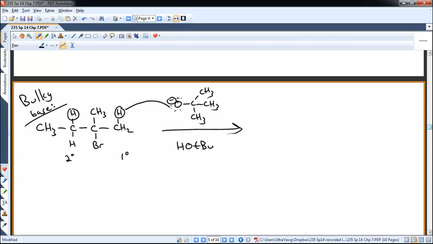And so what happens is the base says, well, I'm lazy, I'm just going to grab the first hydrogen I come across, which will be the one that's sticking out on the edges of the molecule rather than being buried deep inside the molecule. The steric constraints of having a giant bulky group like this say, I'm going to grab this one and give you this product as the major product.